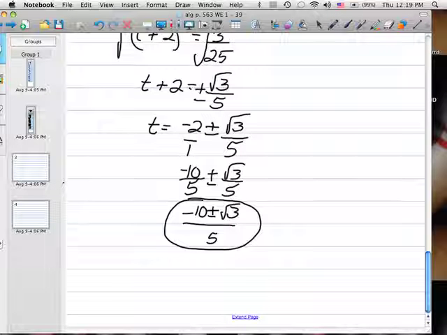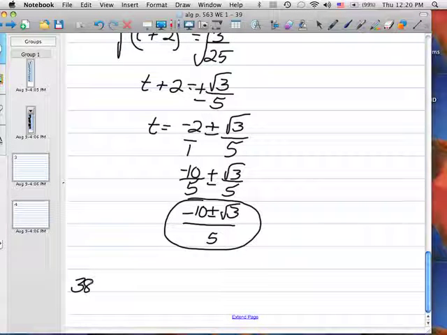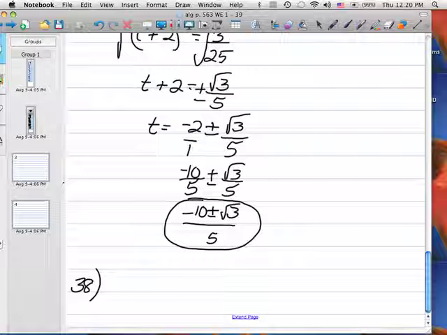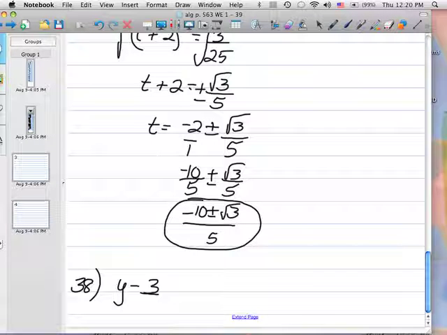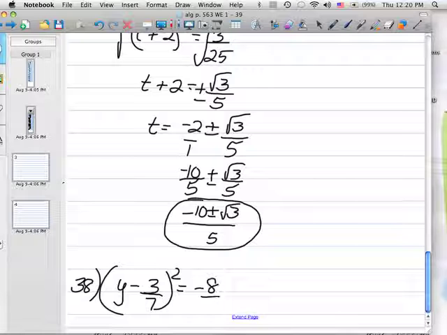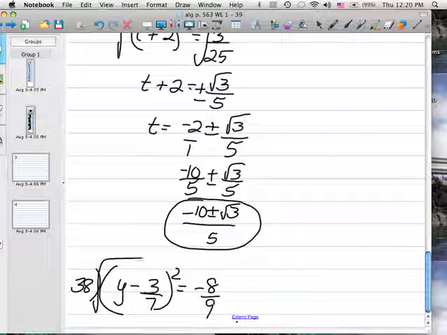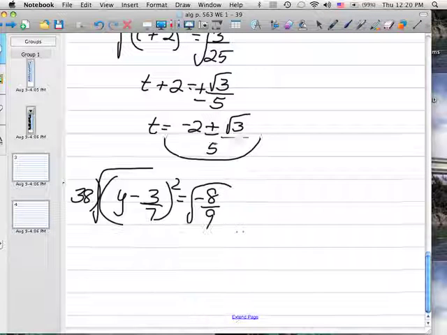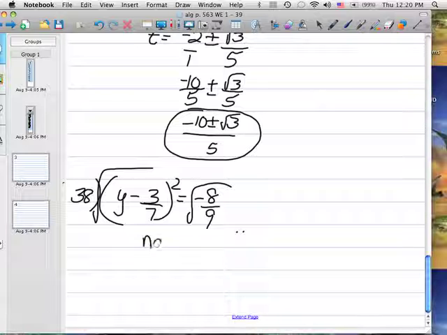And number 38, we have y minus 3/7 quantity squared equals negative 8/9. And we can see right away, if I take the square root of both sides, I can't take the square root of a negative number, so no solution.